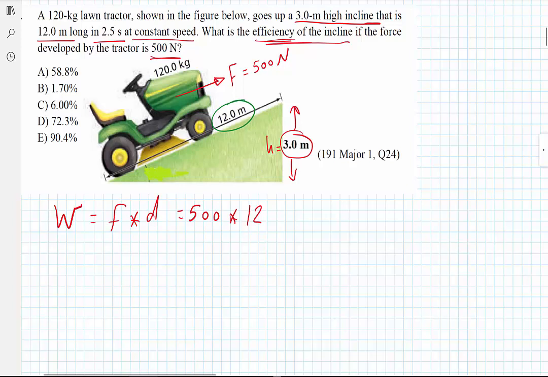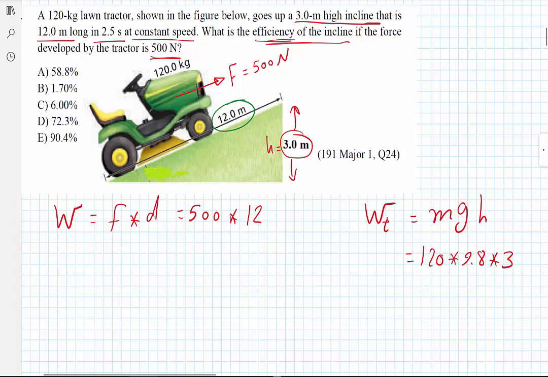And the work done on the tractor to lift it up a certain height is the mass of the tractor times G times the height of this incline. So the work done equals mass times G times H. The mass is 120 kilograms. G is 9.8, and H is the height of the incline, which is 3 meters.